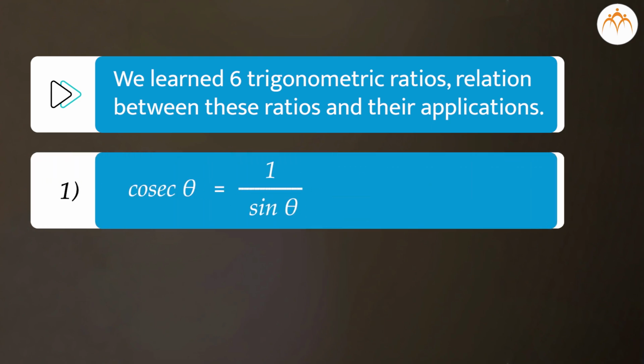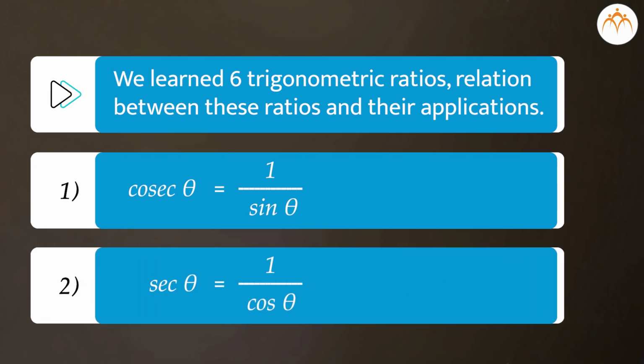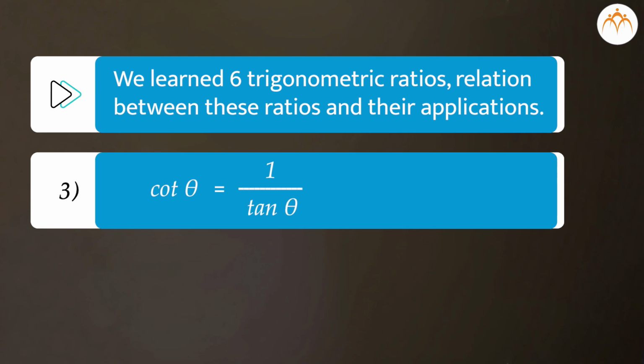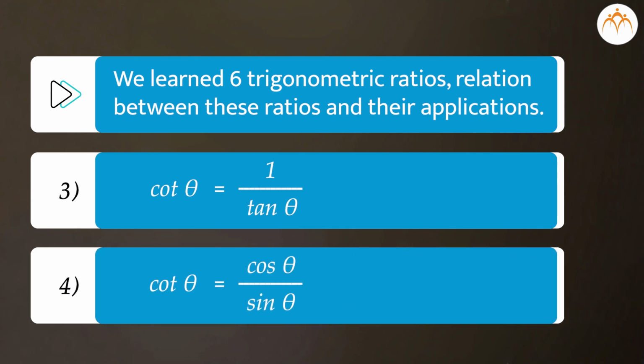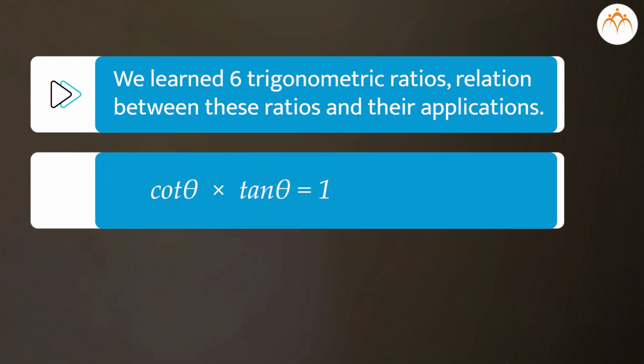Cosec theta is equal to 1 upon sin theta. Sec theta is equal to 1 upon cos theta. Cot theta is equal to 1 upon tan theta. Cot theta is equal to cos theta upon sin theta. Tan theta into cot theta is equal to 1.